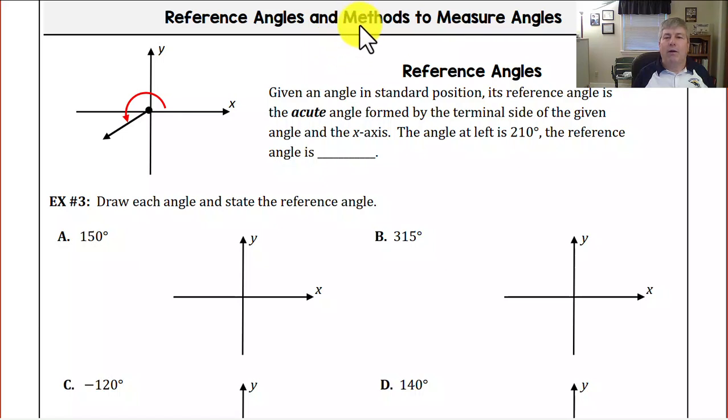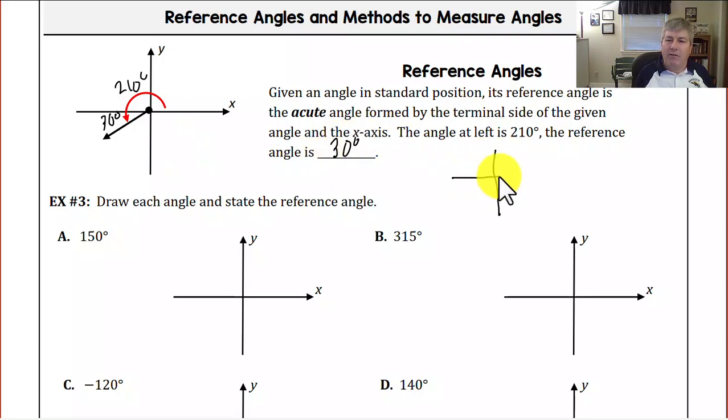Let's talk a little bit about reference angles and methods to measure angles. Reference angles: given an angle in standard position, its reference angle is the acute angle formed by the terminal side of the given angle and the x-axis. The angle at left is 210 degrees. So we want to find the reference angle. Well, the reference angle is the angle between the terminal side and the x-axis. So we're 30 degrees into the third quadrant, so our reference angle here is 30 degrees.